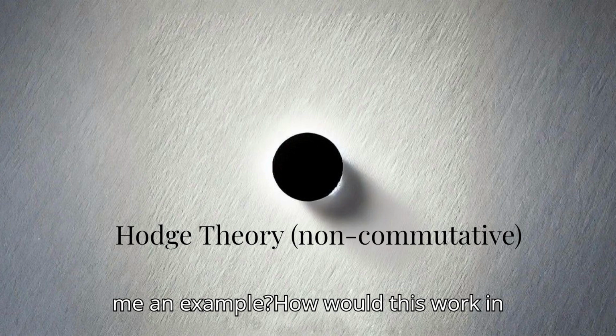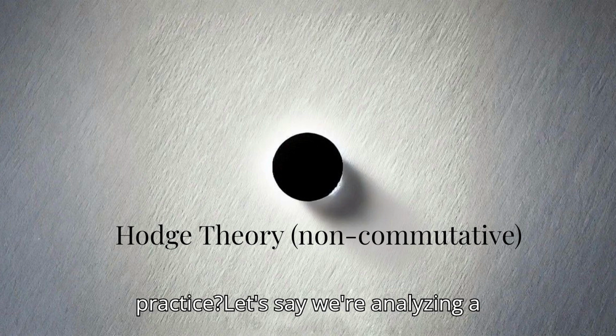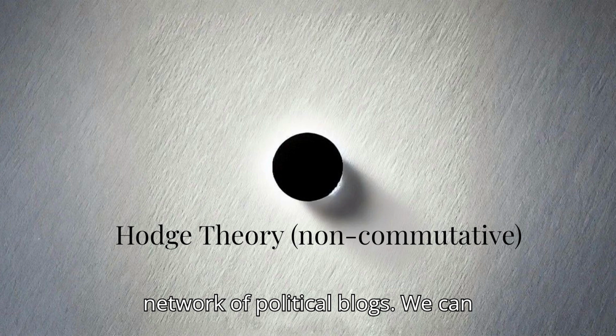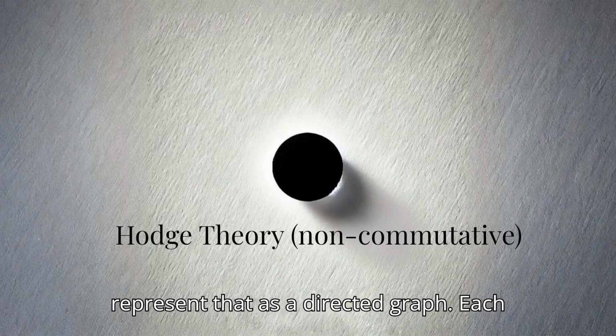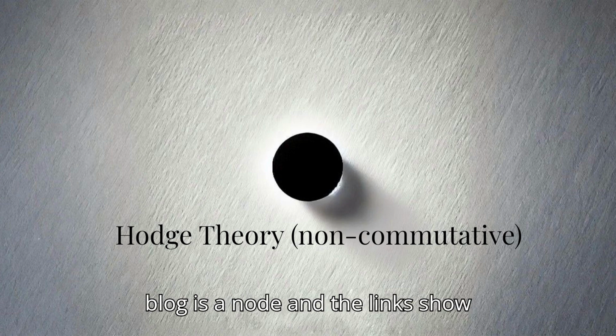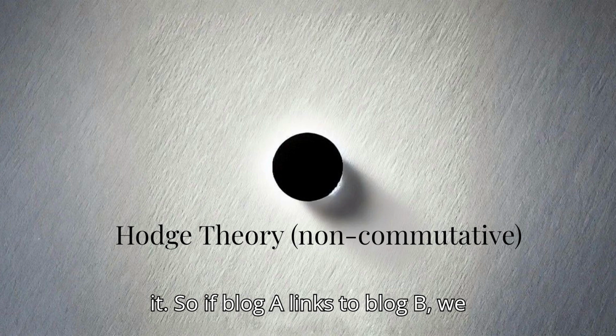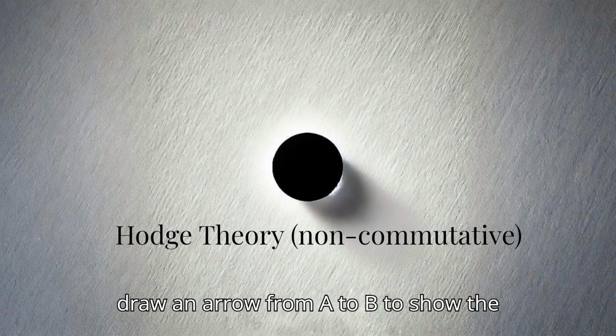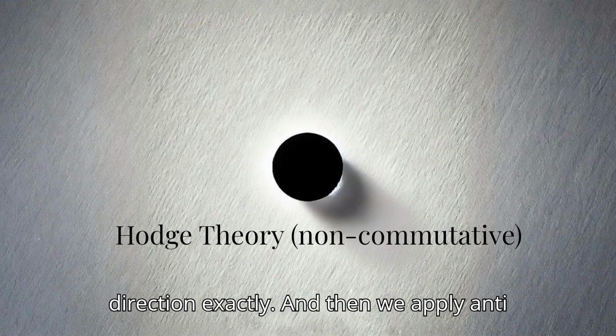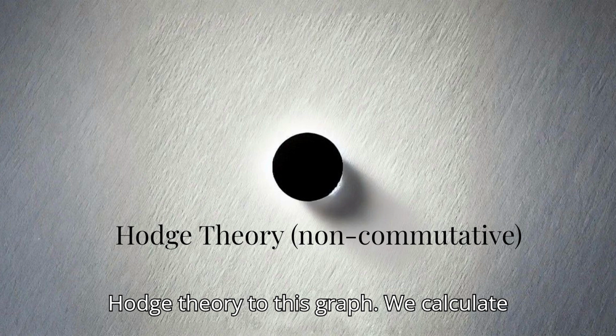Okay, I'm curious. Can you give me an example? How would this work in practice? Let's say we're analyzing a network of political blogs. We can represent that as a directed graph. Each blog is a node, and the links show connections from one blog to another. Got it. So if blog A links to blog B, we draw an arrow from A to B to show the direction. Exactly. And then we apply Hodge Theory to this graph.